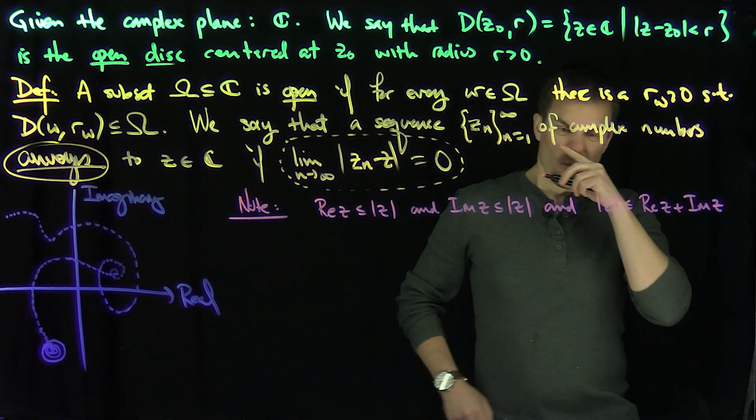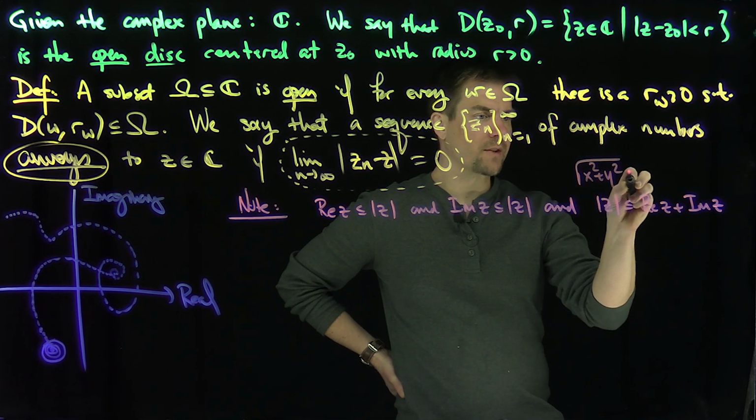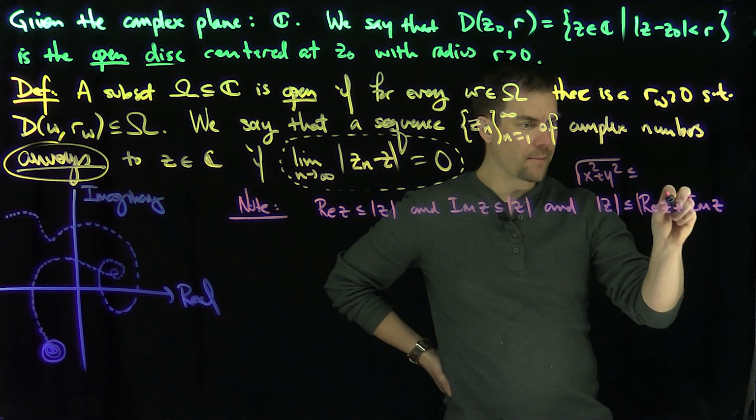Well, what does this say? In other words, this is really saying that the square root of x squared plus y squared is less than or equal to, I have to put absolute values over here, right?